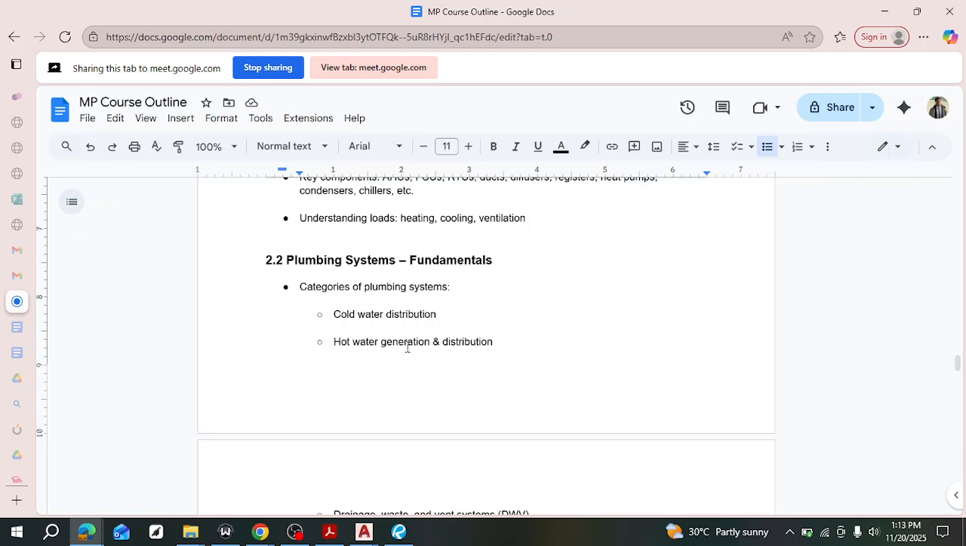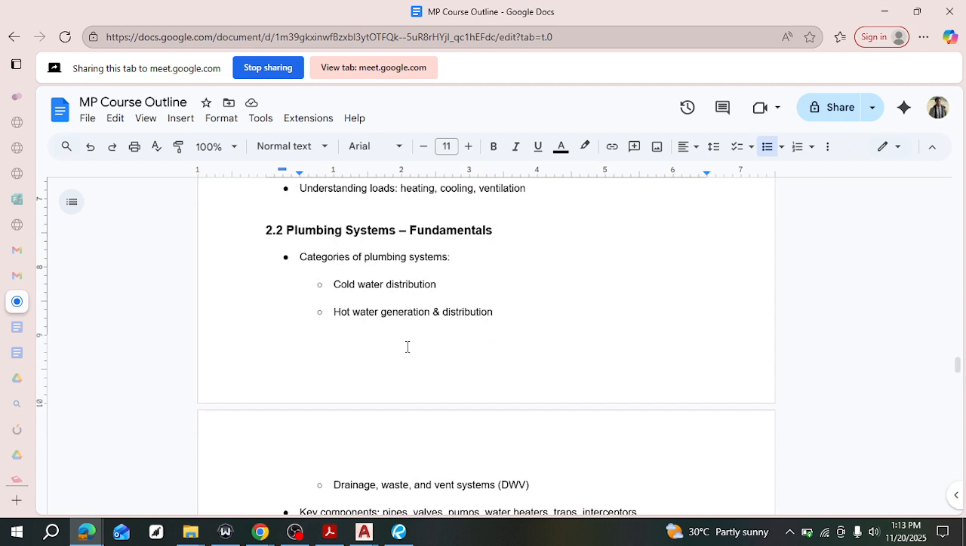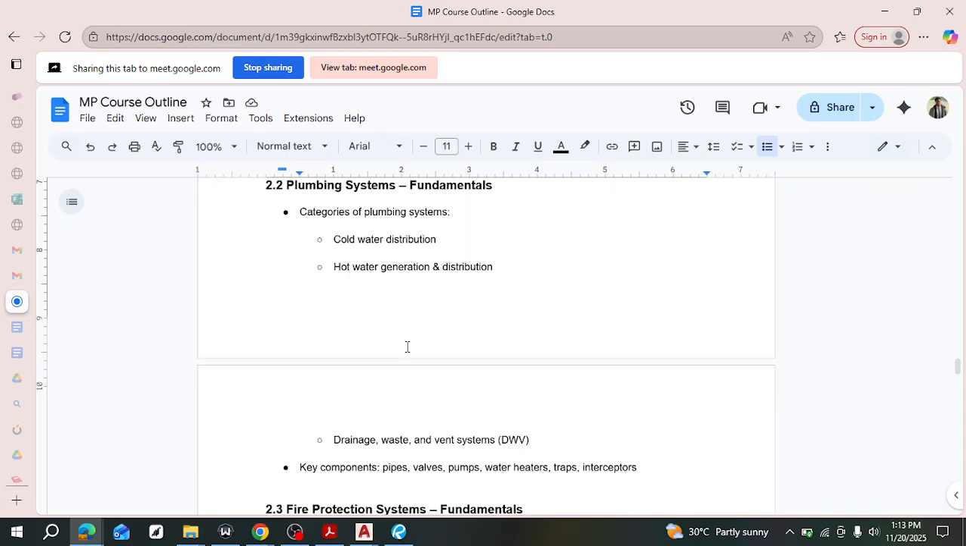So then hot water. Obviously I'm trying to see what I can add to this. This is just an overview. When we are designing these systems, we are going to talk more on it. So I don't want to spend so much time here.